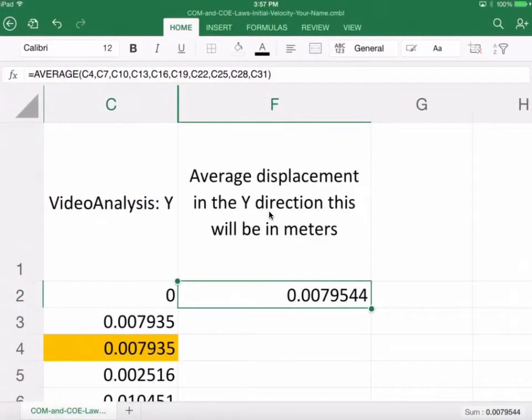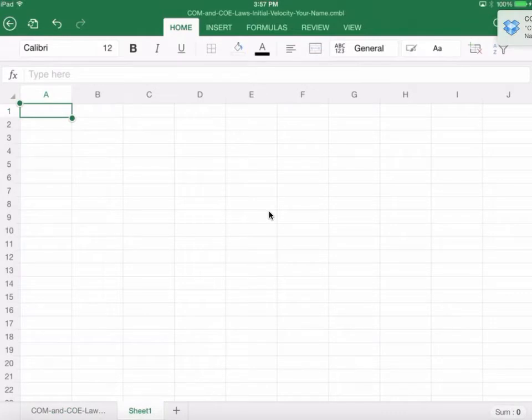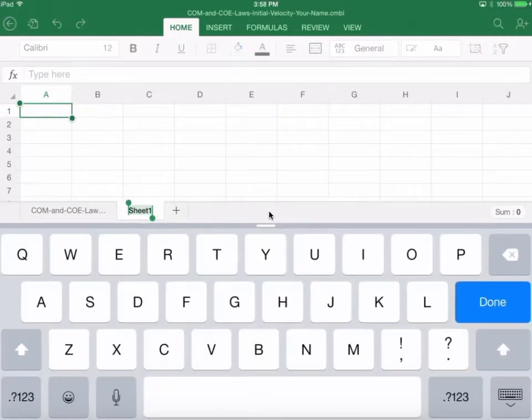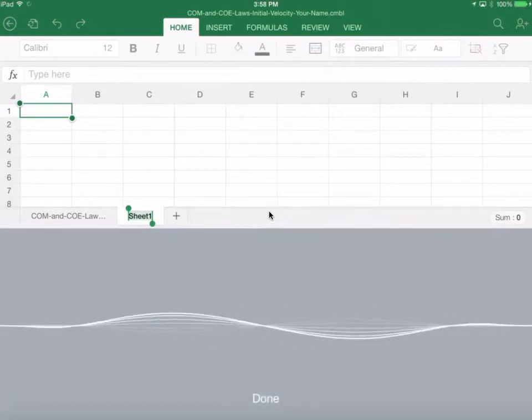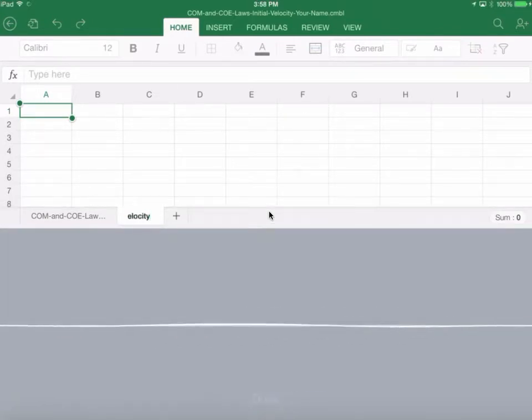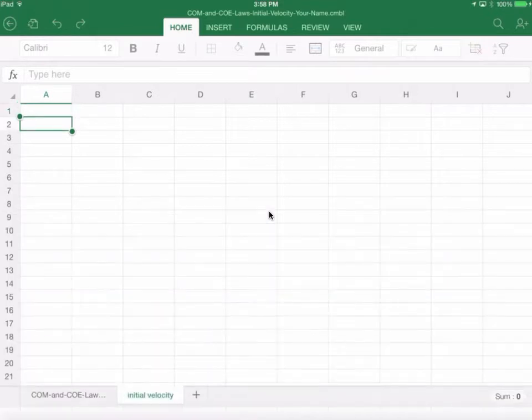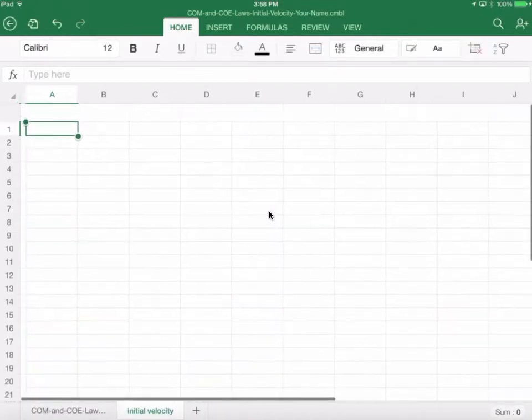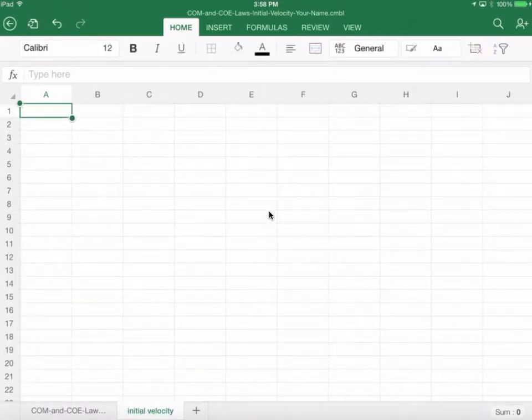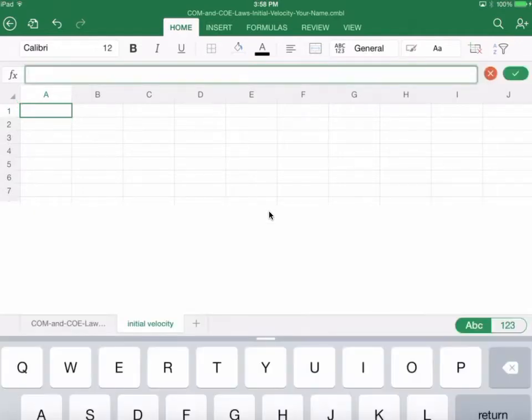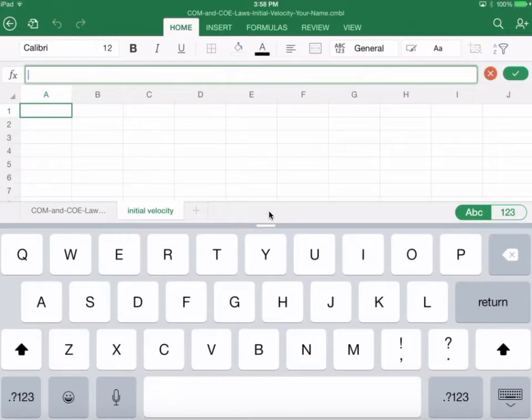All right, here we go. We're going to go ahead and start up a new worksheet, and this new worksheet is going to be called Initial Velocity. And so the first thing that we want to do is bring our displacement over to this side, even though we don't have to, we can just refer to it. We'll just calculate the initial velocity.